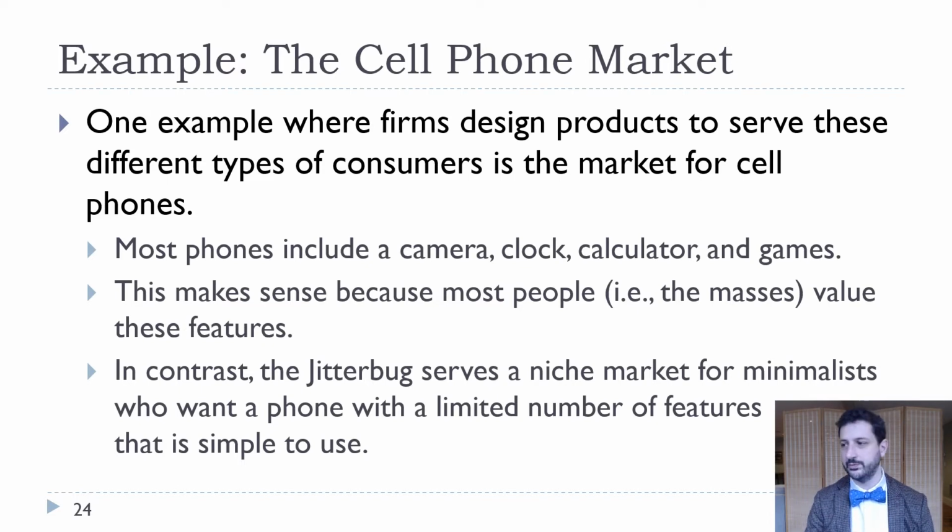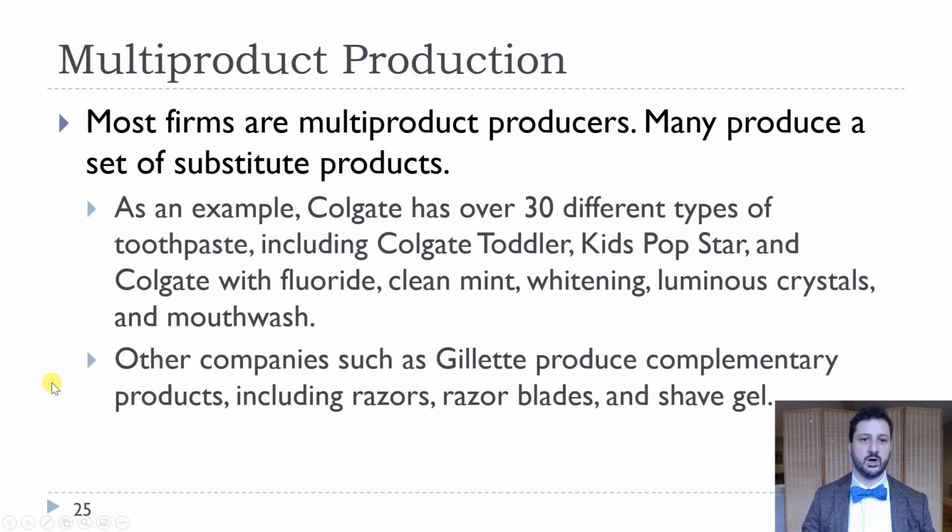So somewhat related to this is the idea of multi-product production, right? And so here, now we're not thinking about choosing between necessarily a niche market and a mass market, but we have firms that are producing lots of different types of products in order to segment the market. So as an example, they talk about Colgate and toothpaste, and Colgate has over 30 different kinds of toothpastes, right?